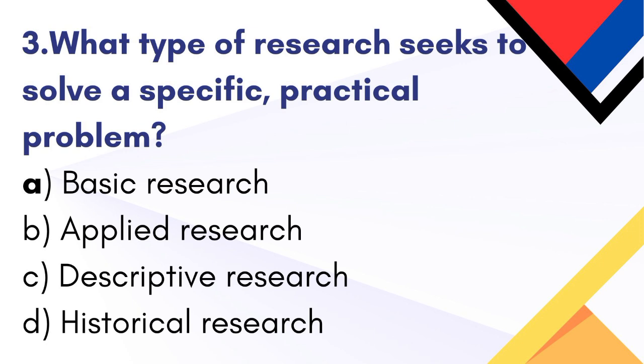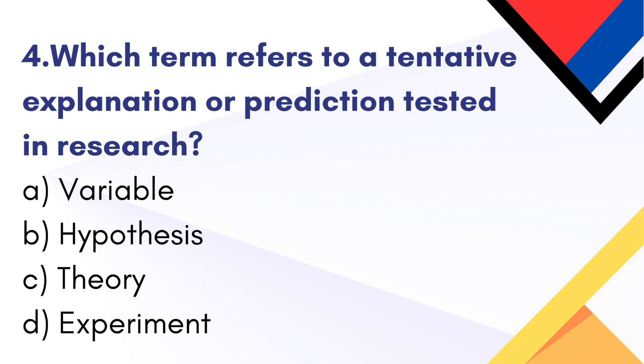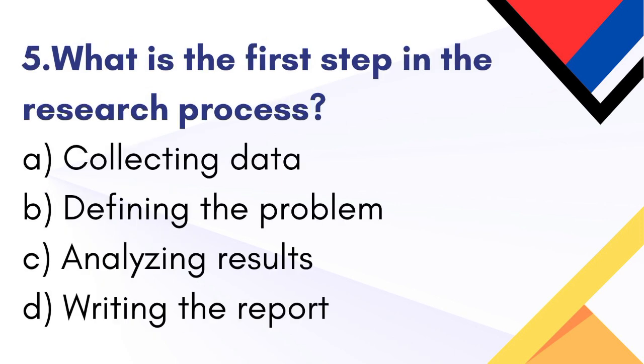Basic research, applied research, descriptive research, historical research. Which term refers to a tentative explanation or prediction tested in research? Variable, hypothesis, theory, experiment. What is the first step in research process? Collecting data, defining the problem, analyzing results, writing the report.